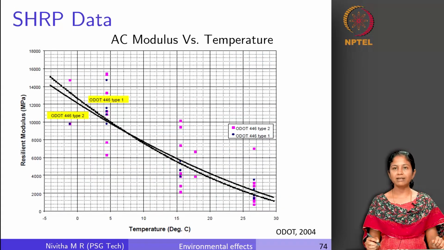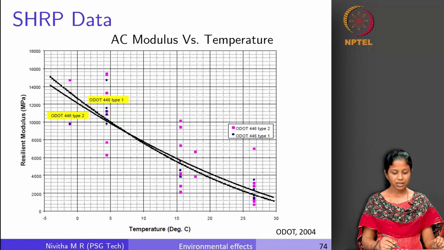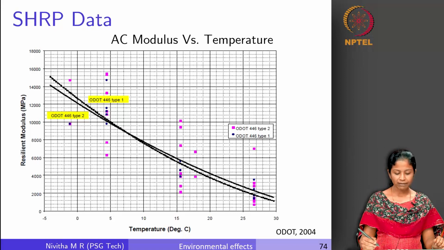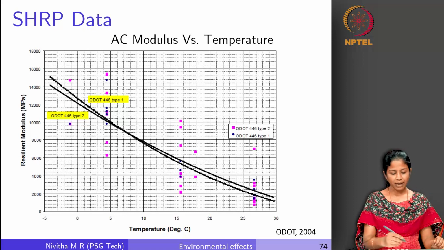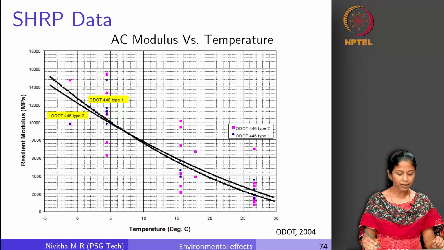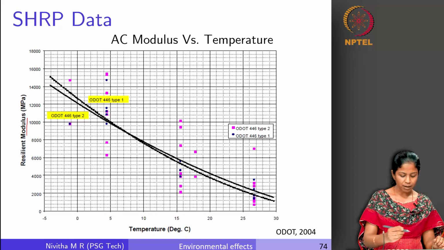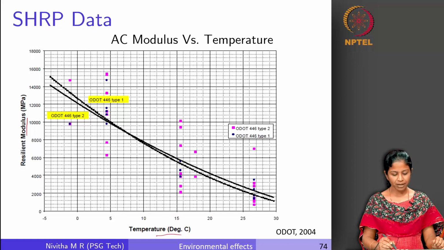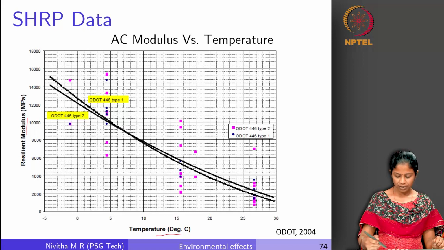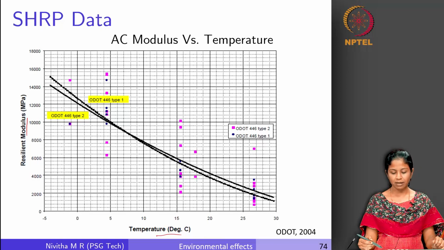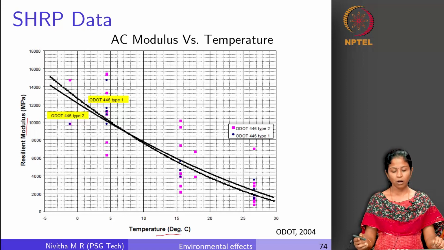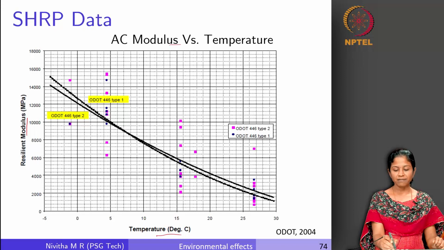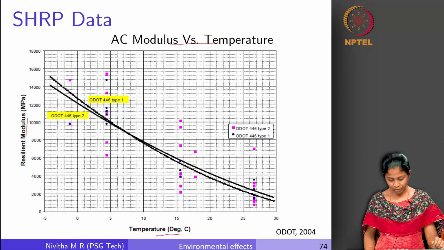Now if you look at the resilient modulus variation with temperature, you can see for 2 highways, for 2 locations they have computed and then the values are given here. You can see this is the resilient modulus value and this is the temperature. So as the temperature increases, there is a good amount of reduction in the resilient modulus value and the reduction is obviously seen for all the locations. So this is the variation of modulus with temperature.